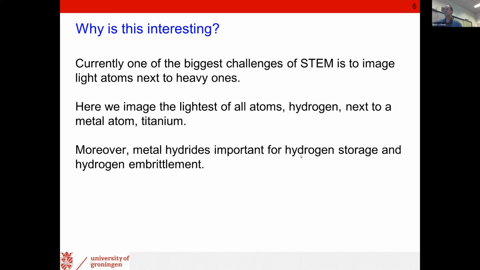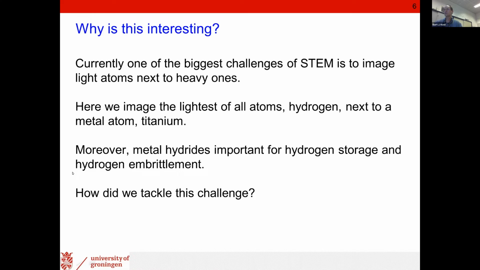Because hydrogen can be important for our society as an energy carrier. And then, of course, we have to store the hydrogen, and hydrogen storage is an important issue. But also, hydrogen can embrittle metals in particular, and this is a really serious problem, also for nuclear power plants, where hydrogen can be produced in the walls and can, in the end, create hydrogen embrittlement. And this is really crucial, so that we can learn more about hydrogen.